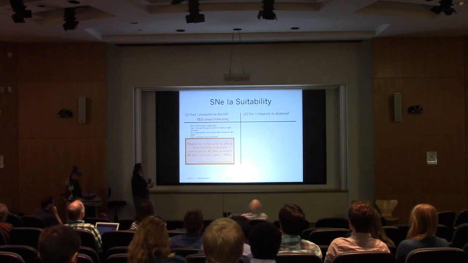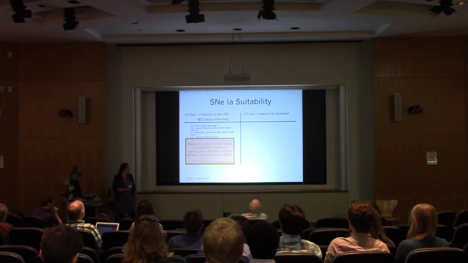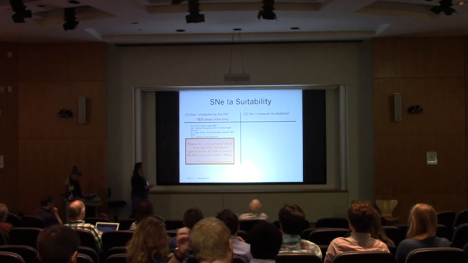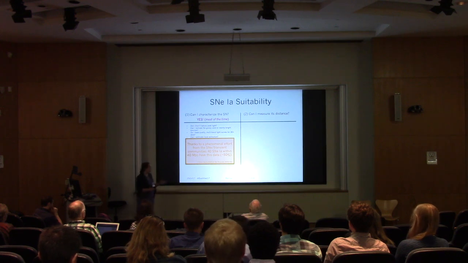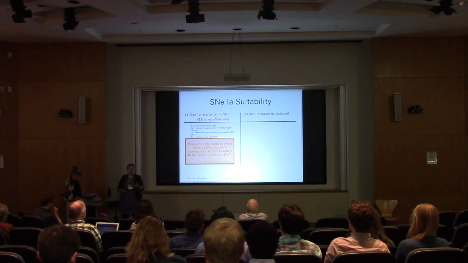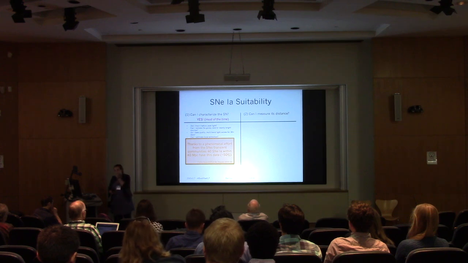And so thanks to a phenomenal effort from the supernova and the transient community, 40 supernovae within this 40 megaparsec volume have enough data to be used as of 2016. So we've got another 5 or so since then, and that's about 50%. So we're still looking at a very large number of supernovae that are not in our calibration sample.